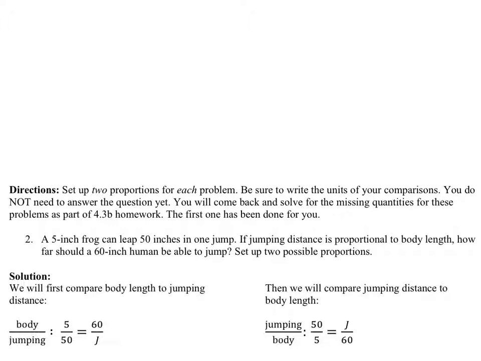But if we flip them and we compare jumping to body length here on the right, then we'd have 50 over 5 and G over 60. It's a different looking proportion, but it's going to give us the same answer. And it doesn't matter which way we set this up.